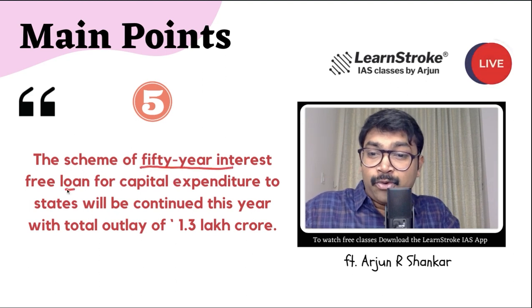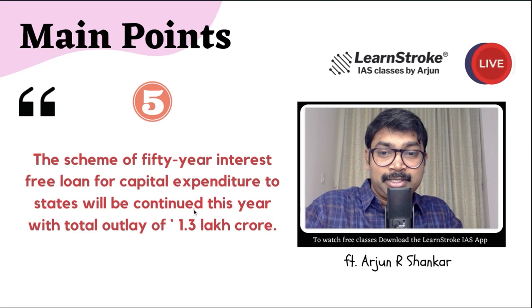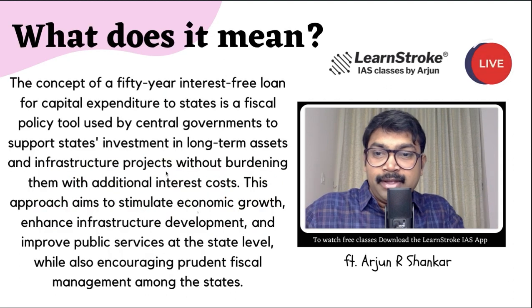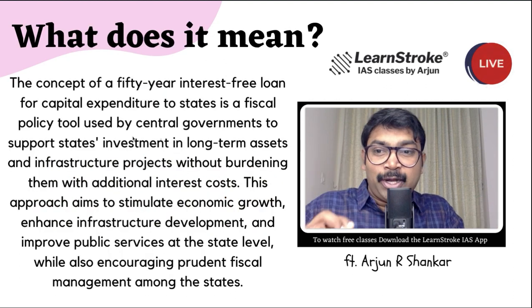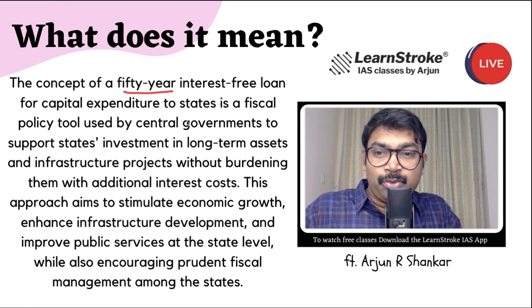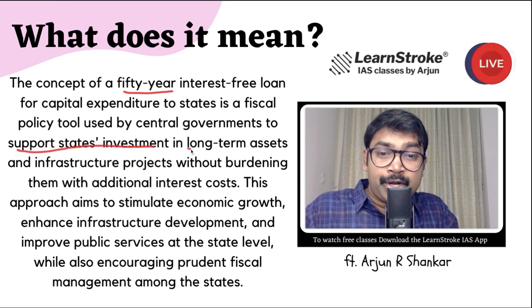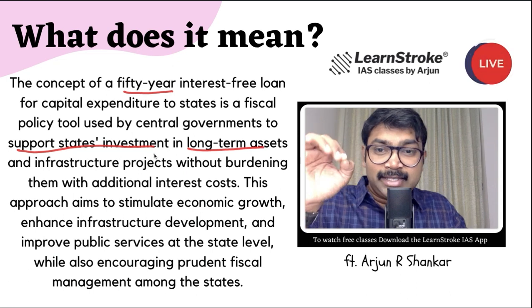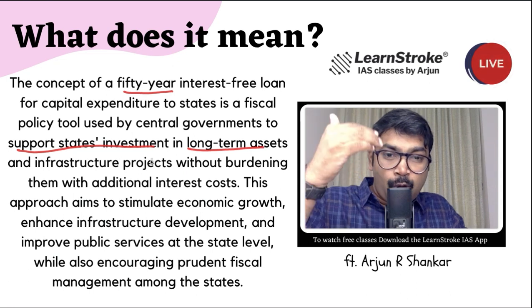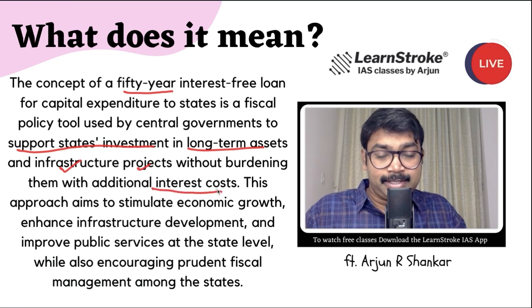50-year interest-free loan for capital expenditure of states will continue this year with a total of 1.3 lakh crores. We are going to invest on this. So let's understand what this statement means. The concept of a 50-year interest-free loan for capital expenditure to states is a fiscal policy tool. It is a capital expenditure tool used by the central government to support the states' investment in long-term assets. Very, very important. It is given for states' investments in long-term assets and infrastructure projects without burdening them with additional interest.